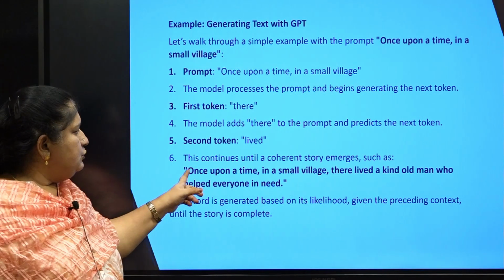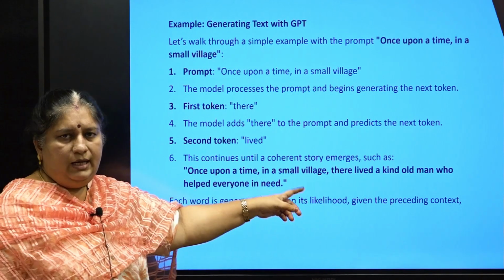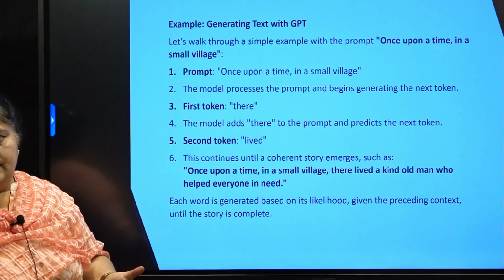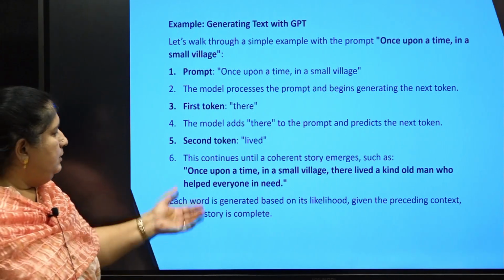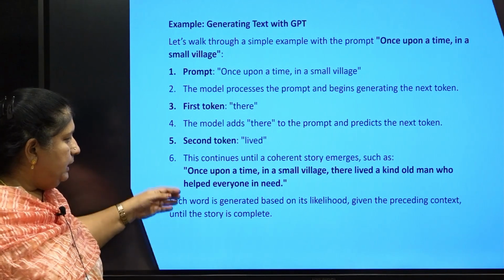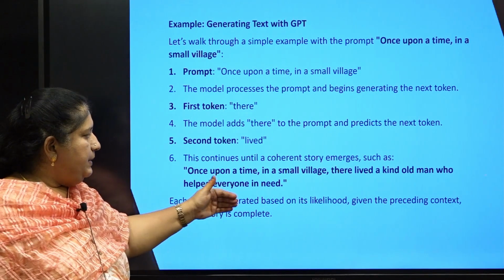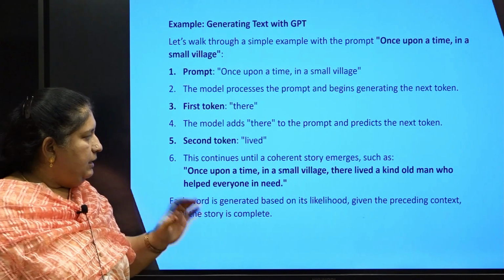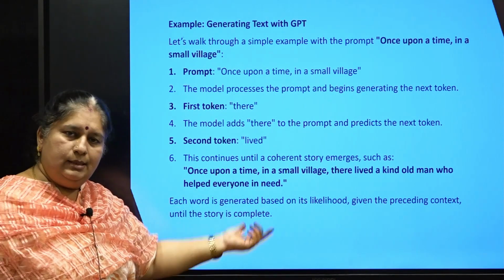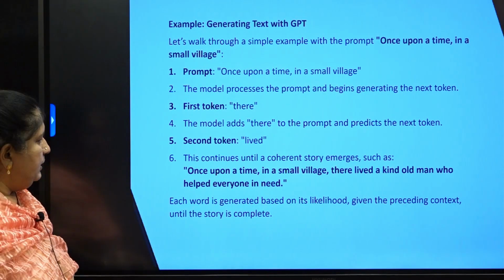Suppose you told once upon a time in a small village, use this and generate a story of an old man, right? That was the prompt you have given. It will start generating until the story gets completed. Each word is generated based on its likelihood given the preceding context until the story is complete. This is how the text will be generated.